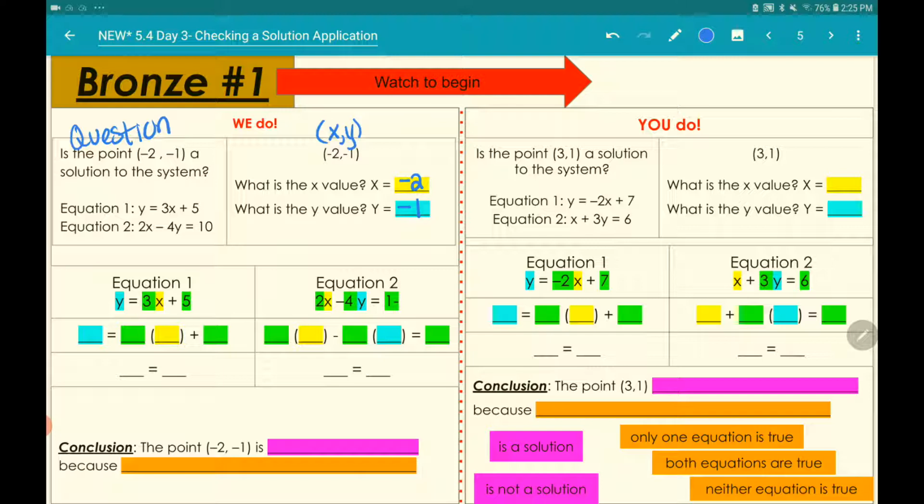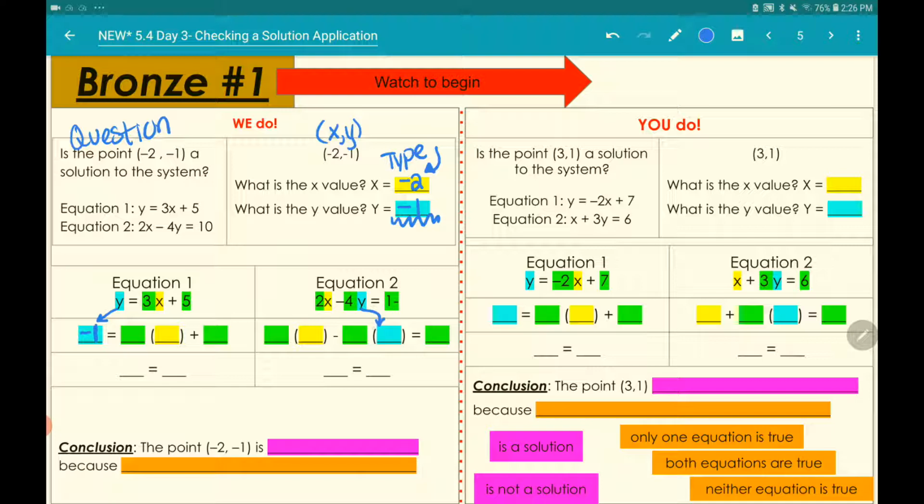Notice I'm writing this in. What you're doing is you are typing it. Again, wherever you see highlight, you are typing. So how do we test? Wherever I see this blue y, that means I'm plugging that in wherever I see y.